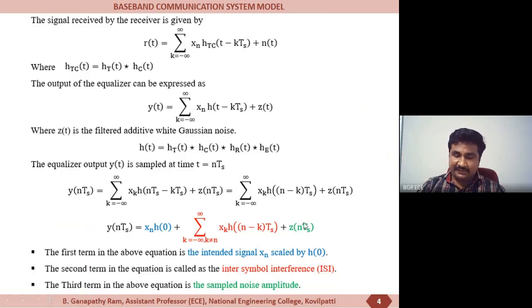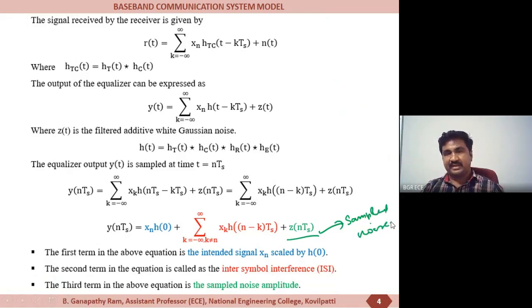And z of n Ts is nothing but the sampled noise at the output. So the effect of this additive white Gaussian noise can be alleviated, or equalized, with the help of incorporating the channel encoding and decoding process at the transmitter and at the receiver respectively.